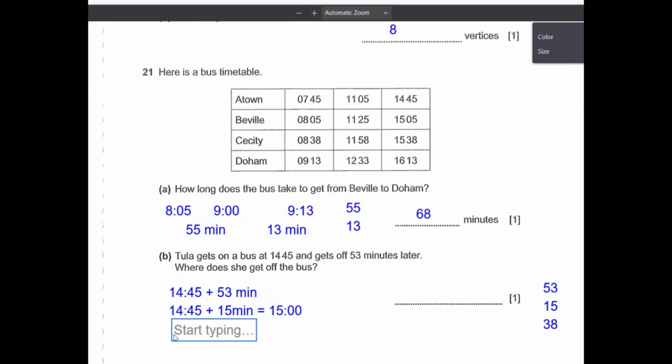at 15:38. Then all we need is to look for 15:38. Which one is 15:38? As C, this. Then we write the answer here: it's C. Are we clear? Yes.